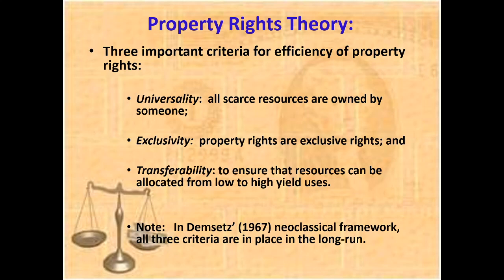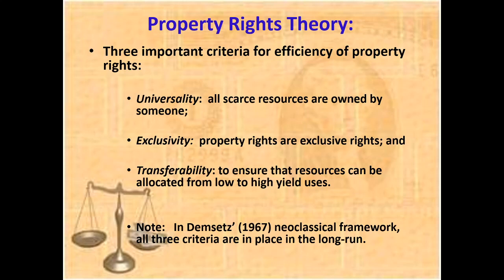Now, property right in theory, there are a couple of things which, as we move forward, have to be kept in mind. Three important criteria for efficiency of property right. One is universality, the first point: all scarce resources are owned by someone. Then exclusivity, that is, property rights are exclusive rights, and then transferability, to ensure that resources can be allocated from low to high yield users. These 3 points are noted and treated as the fundamental principles of economic property right.